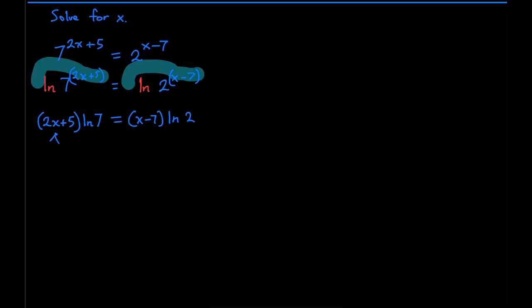So here, because there's x on both sides and they're both in parentheses, what we need to do now is distribute. I'm going to change these so the next step is easier to see. But you distribute it to both. You can write it like this. There's a 2x with its own ln 7 plus the 5 with its own ln 7.